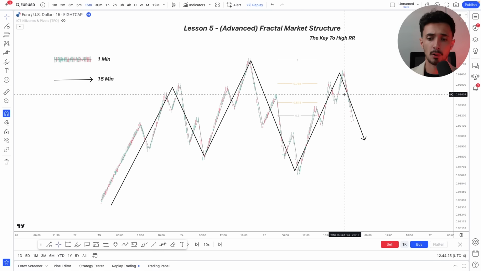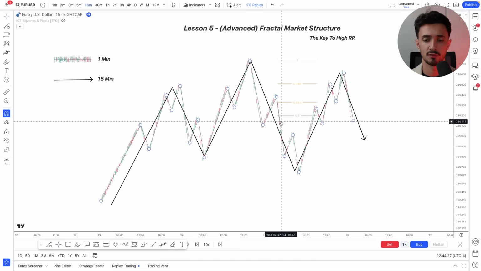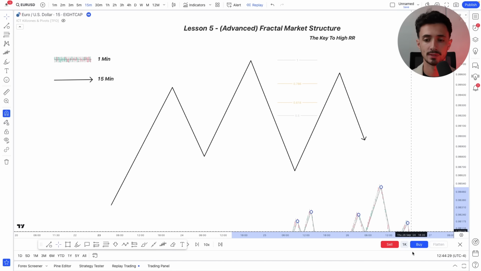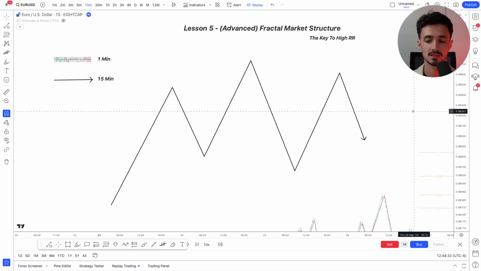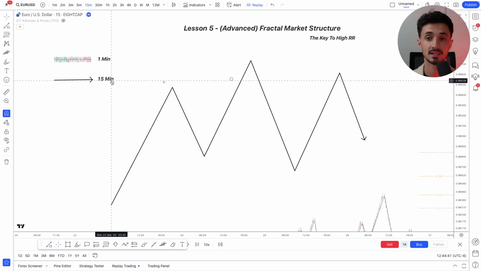So let's pull this image apart just for a second. Let's move you down here. Let's strip it back to the basics. So just for definition, you can see that the bold black arrows are the 15-minute time frame.